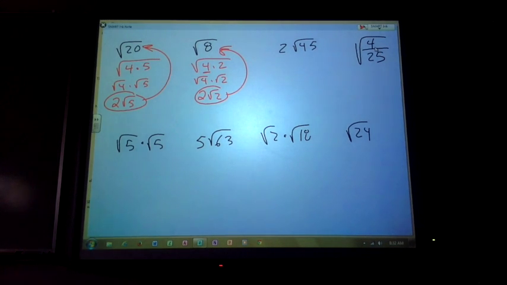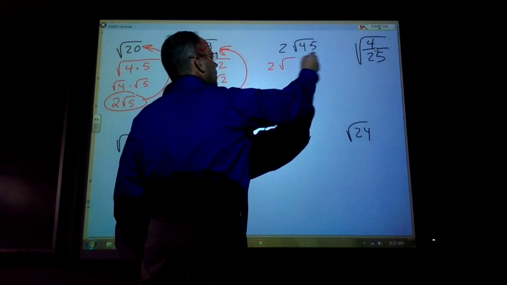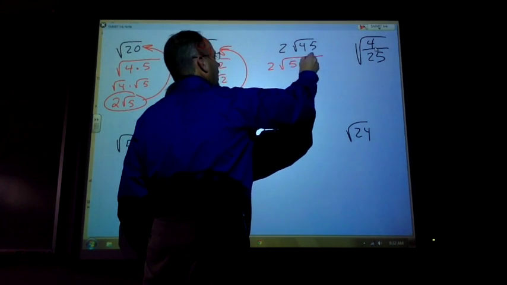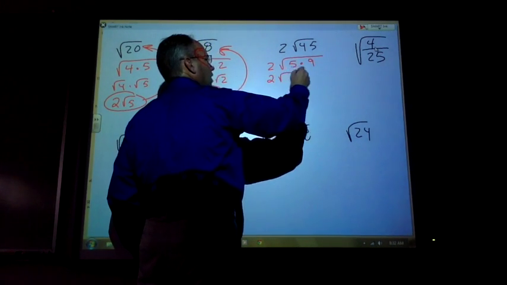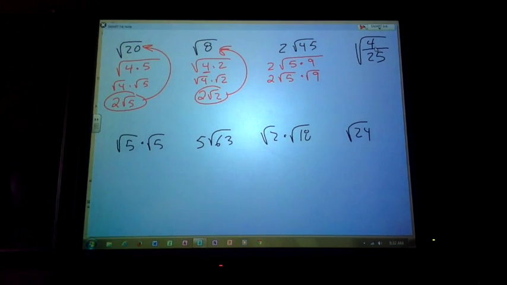So if I take the square root of anything, what is that 2 outside going to do to it? It's going to multiply it. Does that make sense? All right, so let's break 45 down. George, can you help me out? What is 45? What times what? 5 times 9. I like it. Okay, and that means that's the same thing as this. Do you all agree with that?